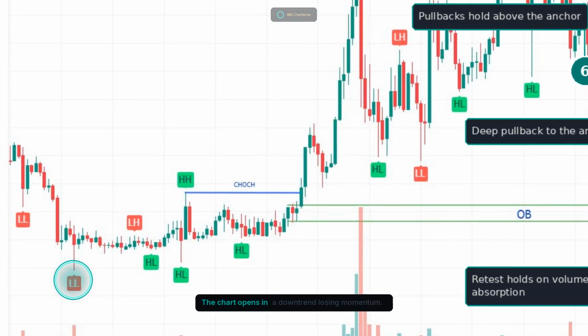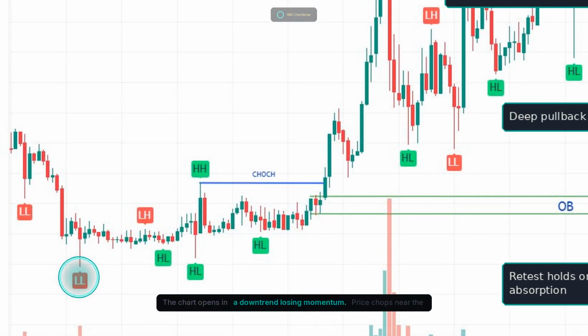The chart opens in a downtrend, losing momentum. Price chops near the lows, lows that no longer extend, a market running out of sellers. This is a bottoming process, not a confirmed turn. Nothing is actionable here. A downtrend losing steam isn't an uptrend beginning. The market has to prove the shift with structure, and the next phase is where it does.